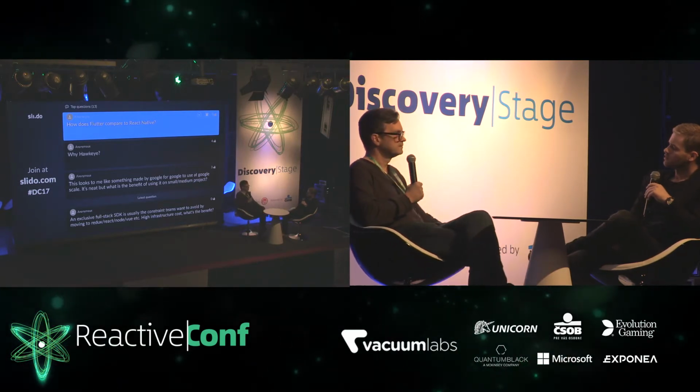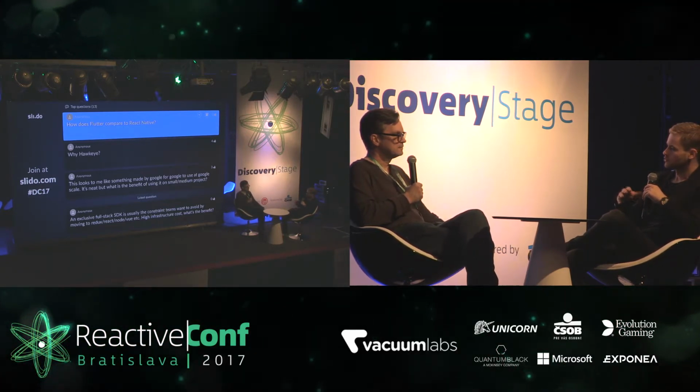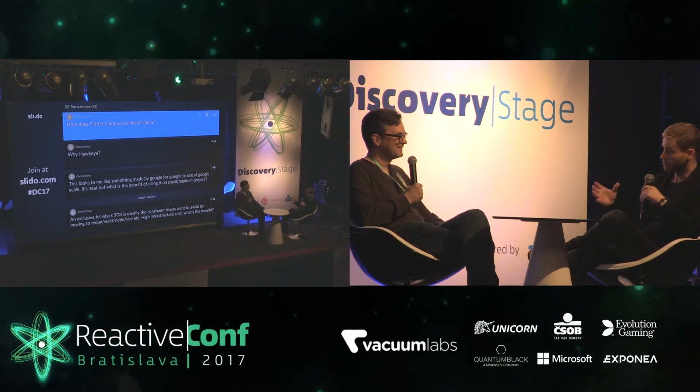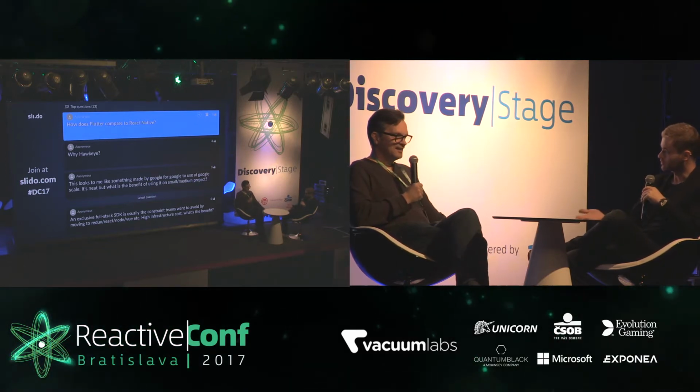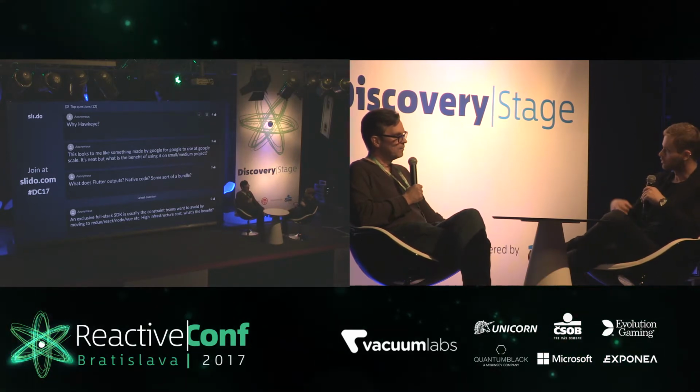So one of the questions here is that this seems like something that Google has designed. Obviously, you probably need the scale of Google to be able to reinvent everything from this level up. What are the benefits for a smaller company of using something like Flutter?